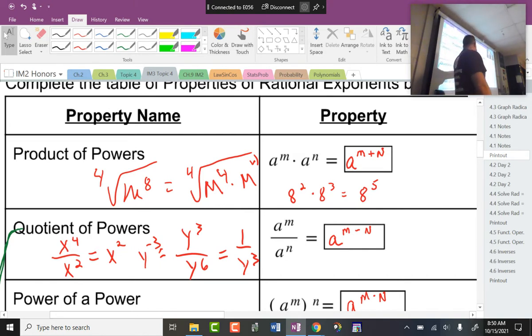But then if I do the subtraction rule, this occurs. If I do 3 minus 6, I get y to the negative third. That is why the quotient rule creates negative exponents.